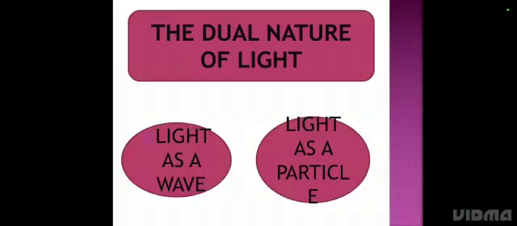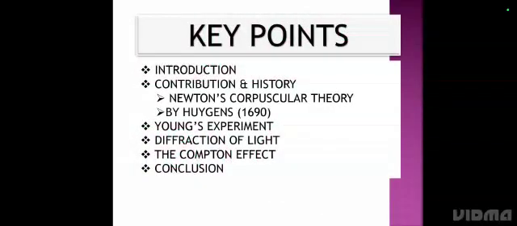My topic is the dual nature of light. Sometimes light behaves as a wave, and sometimes it behaves as a particle. Some key points I'm discussing here: introduction, contribution of history, Newton's corpuscular theory and Huygens' theory, then Young's experiment, diffraction of light, the Compton effect, and finally the conclusion.